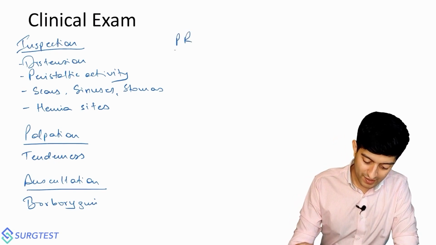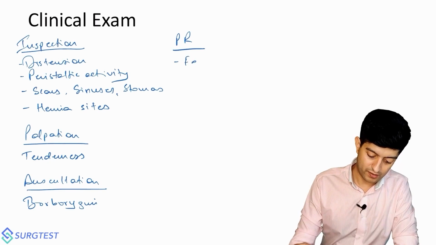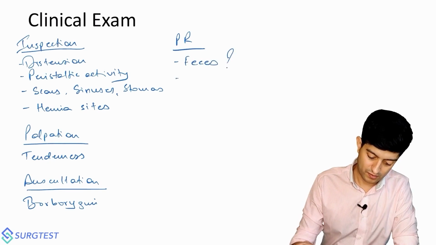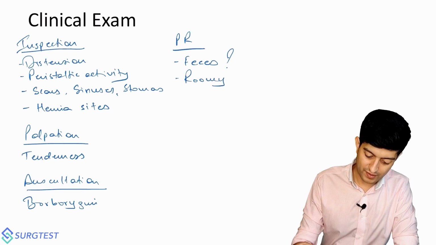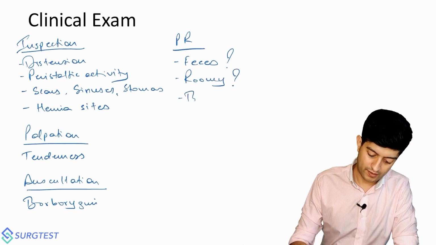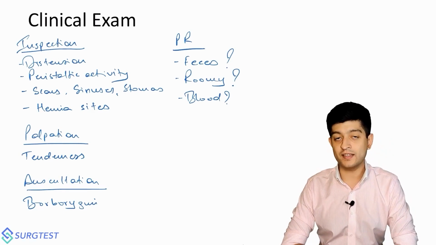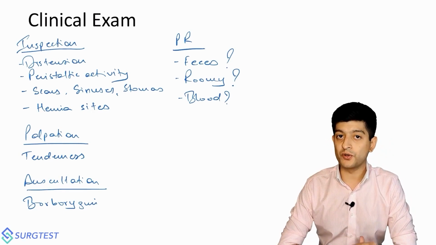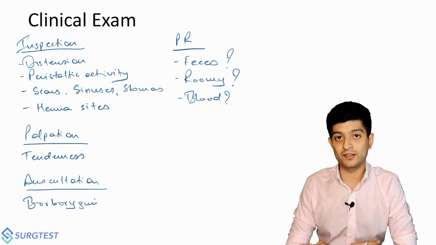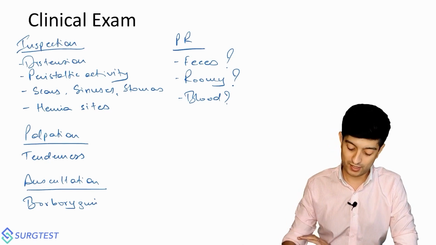On PR exam, you want to check if there are any feces. Is the rectum roomy? And is there any blood? This is the bare basic thing. The old saying goes that if you don't put your finger in the rectum, in a case of obstruction, you're going to land up with a foot in your mouth.